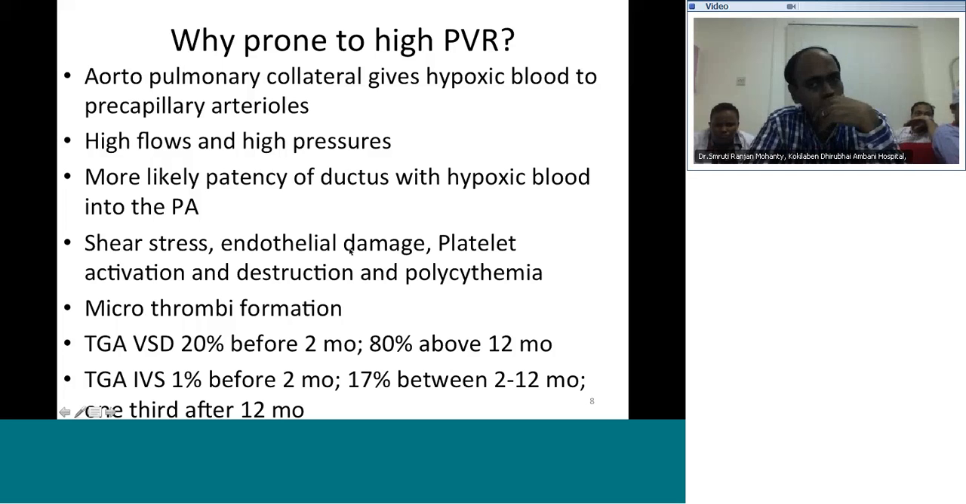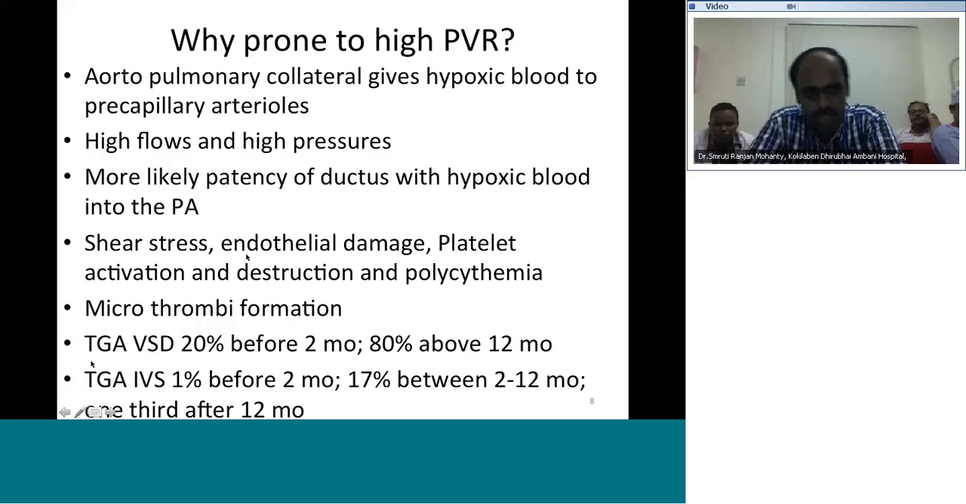And to compound it, polycythemia that happens due to hypoxia also worsens the PVR by increasing the blood viscosity. So due to this variety of reasons, transpositions are notorious for developing pulmonary vascular disease.